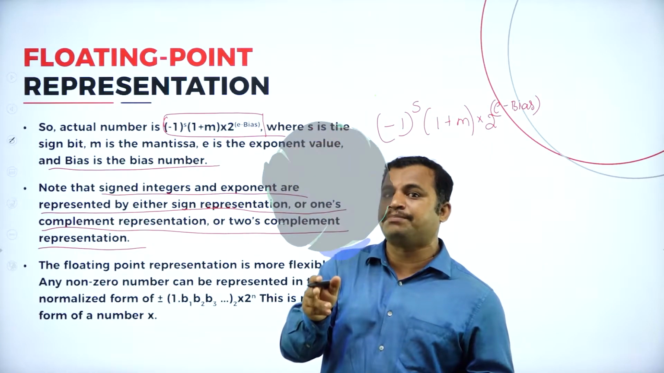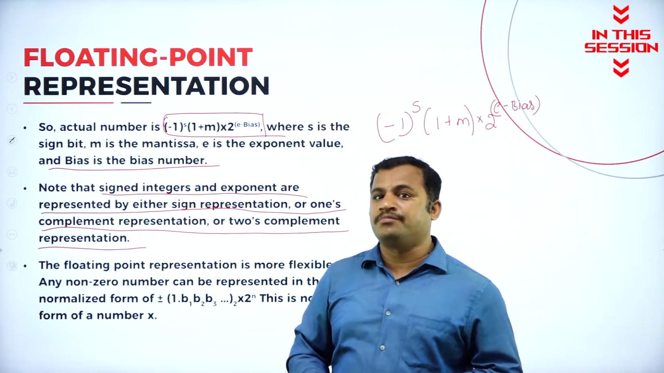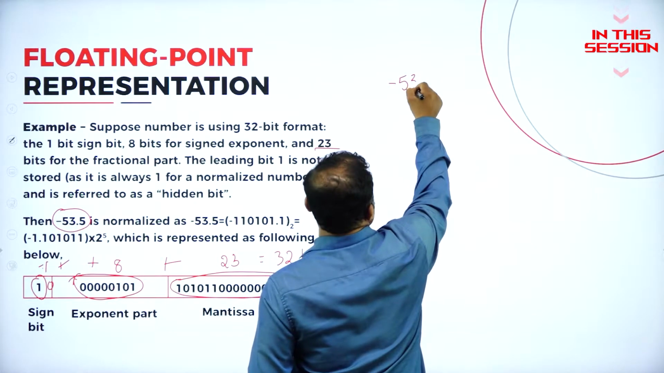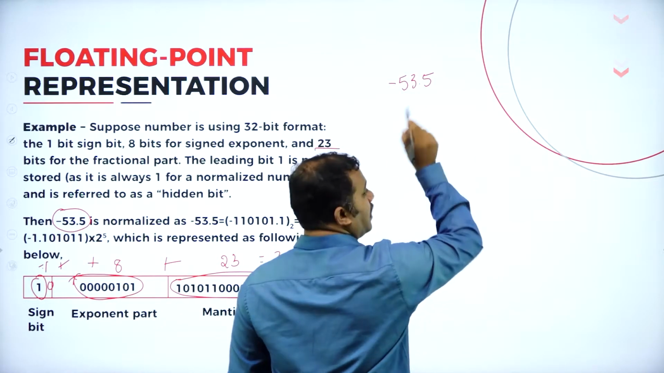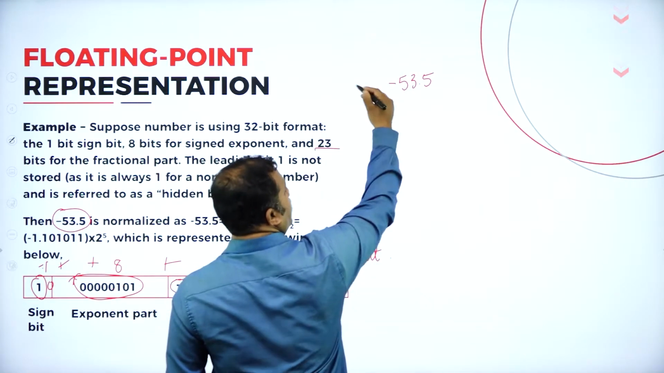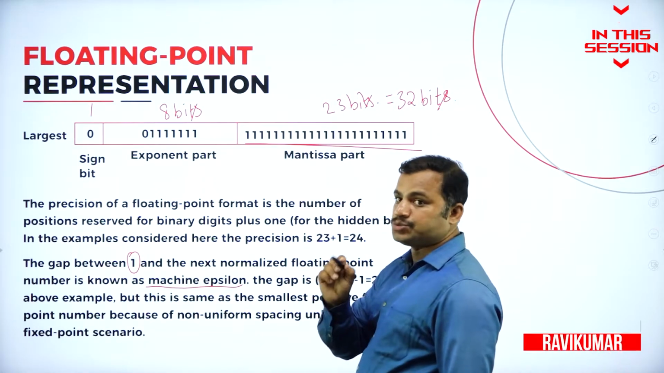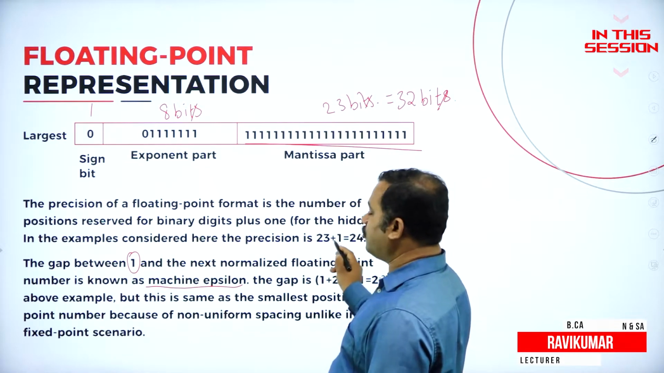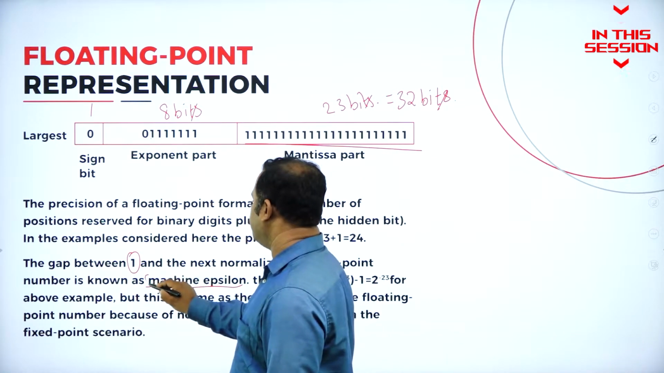The systems usually prefer the 2's complement format because of its accuracy. How can I represent the minus 53.5 here? I have the value, I will divide it into 3 parts. Please remember this word. The gap between 1 and the next normalized floating point number is known as machine epsilon.